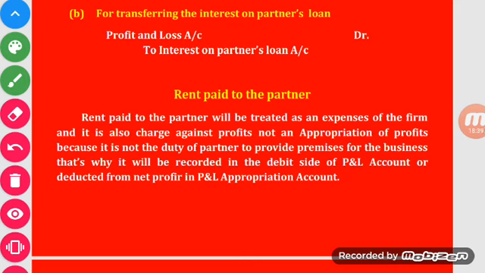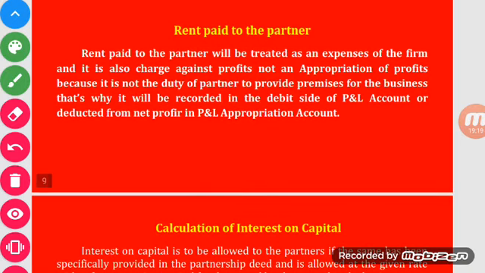So the point to be noted here: interest on partner's loan and rent paid to the partner will be deducted from net profit while preparing profit and loss appropriation account. And the second important point is manager's commission. Manager's commission will be treated in two ways. If the manager is a third person, it will be deducted from net profit, or if the manager is a partner, in such a situation it will be recorded in the debit side of profit and loss appropriation account. I hope you understood the concept properly.